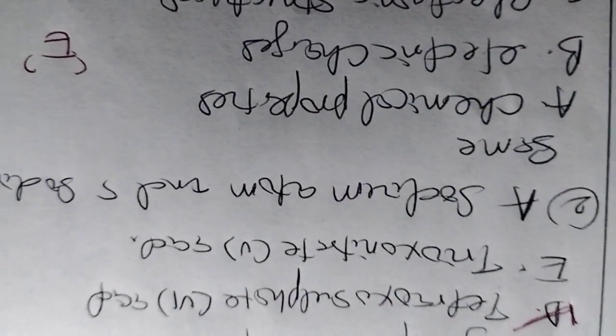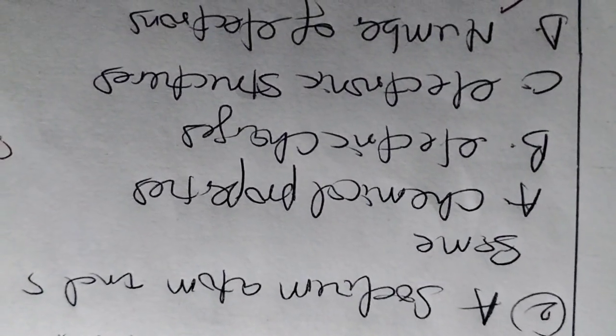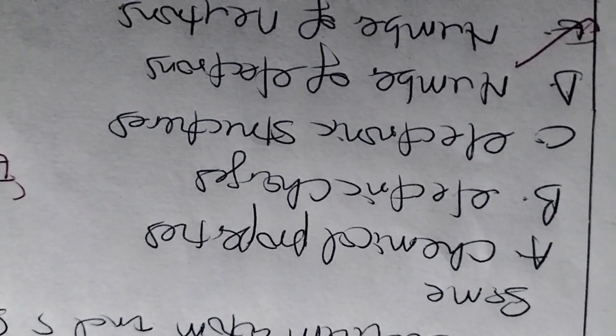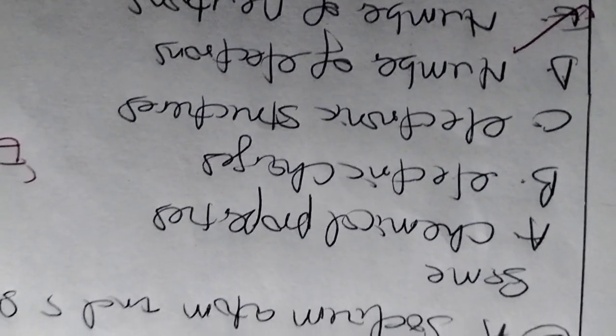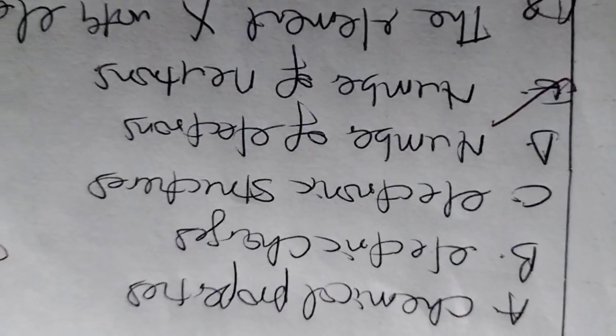Number 2 says a sodium atom and a sodium ion have the same A, chemical properties, B, electrical charges, C, electronic structures, D, number of electrons, and E, number of neutrons. The answer to number 2 is E. A sodium atom and sodium ion have the same number of neutrons. Option E.